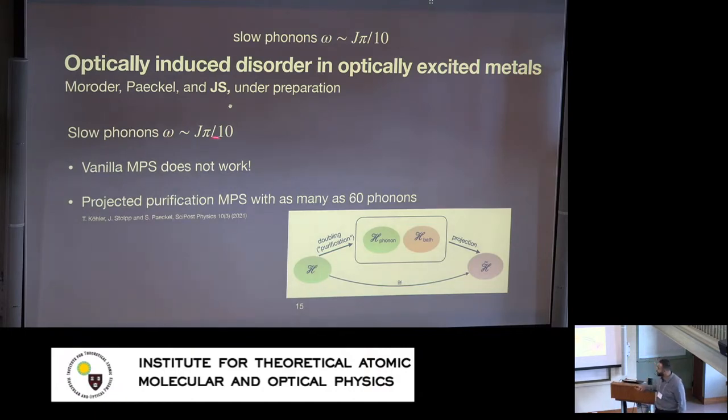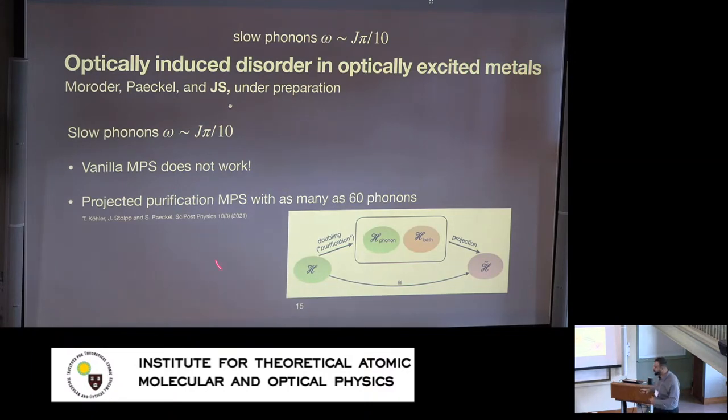But anyways, the slower phonons are more realistic, right? There are definitely many more materials that have phonon frequencies within this regime, which is a tenth of the hopping, roughly. We didn't do this initially because we didn't know how, right? But now there's a new type of MPS which uses a technique called projective purification. I have no time to get into it.